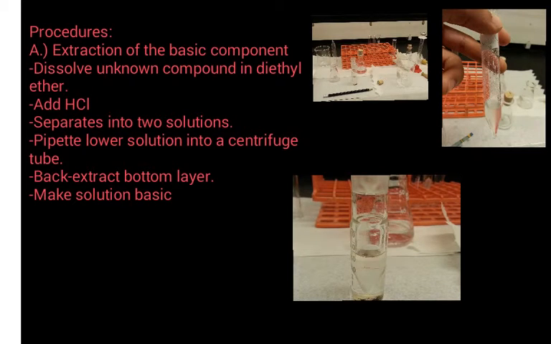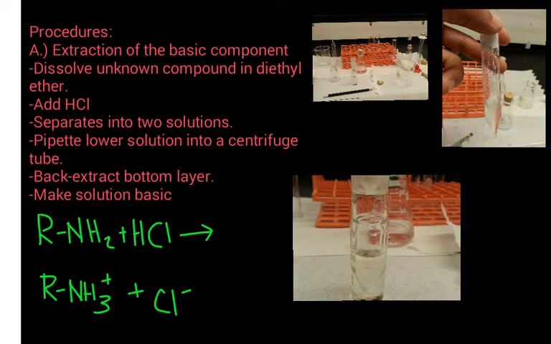Procedures. The first step in the procedures is the extraction of the basic component. First, the student dissolved the unknown compound in diethyl ether, then added HCl. The HCl reacted with the amine group attached to the carbon chain and formed ammonium and chloride ions. Here's the equation for the HCl and ammonium.